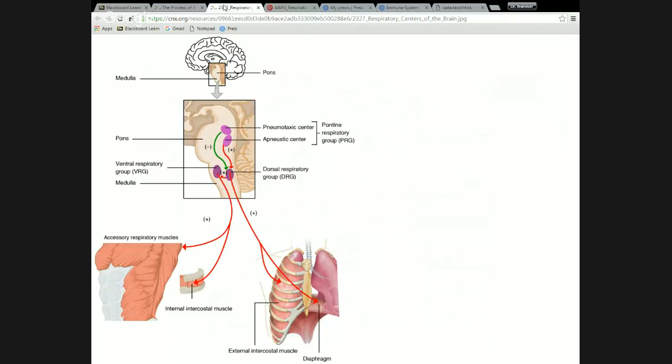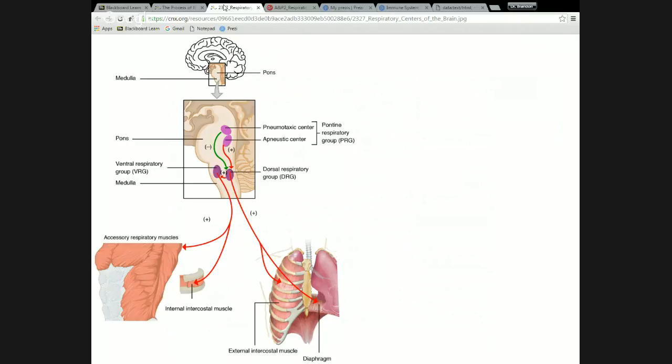Resting respiratory rate is usually thought of as being, well, the range is usually 12 to 18 breaths per minute, but 12 breaths per minute would be 1 breath every 5 seconds. So action potentials are generated in the DRG every 5 seconds, which go down and cause those muscles to contract. And the muscles relax. And then another action potential 5 seconds later causes muscles to contract, and then they relax. Usually you breathe in for about 2 seconds, you breathe out for about 3 seconds in that 5-second time frame.